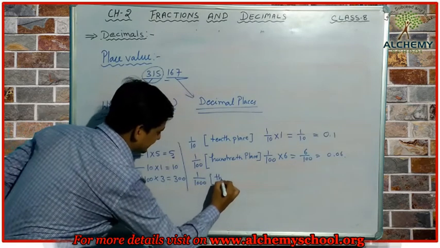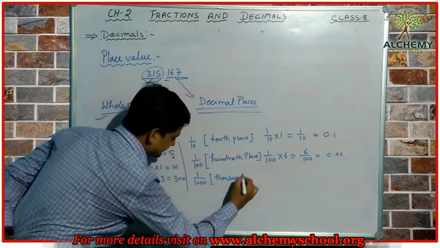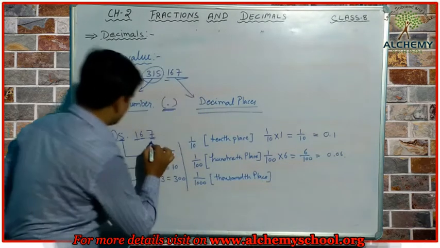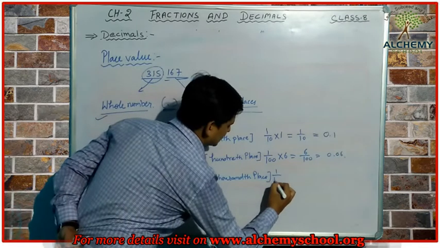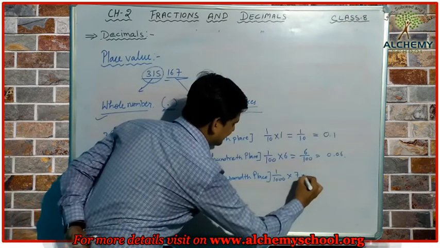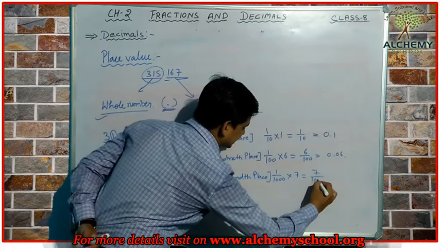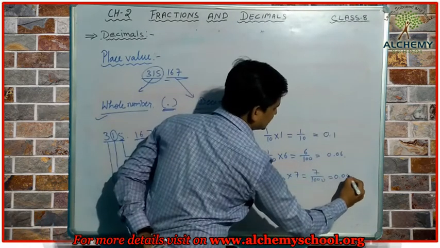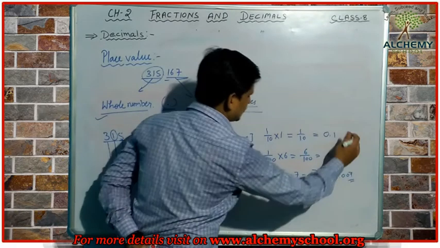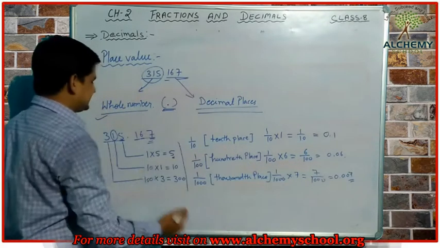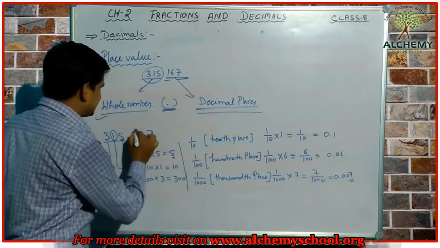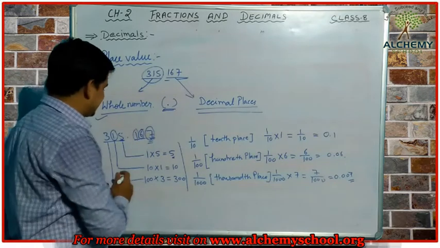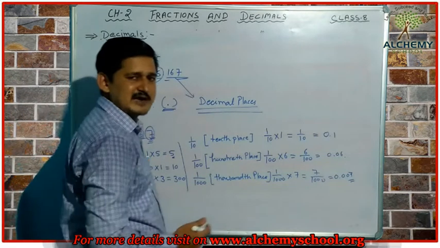It is the thousandths place. Because 7 is there, 1 upon 1000 is multiplied by 7, giving 7 upon 1000, and when we write it in decimal form, we can write 0.007. Okay, so this is how we can find the place value of these different places of a decimal number. You can apply the same procedure to solve your exercise.